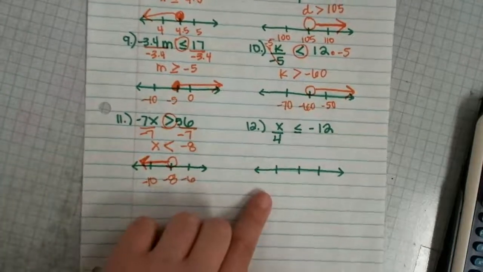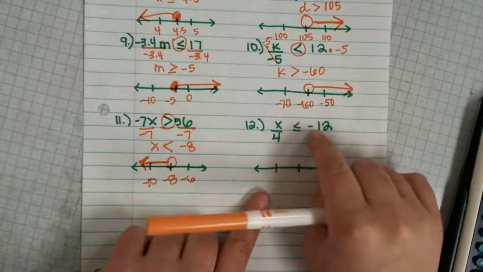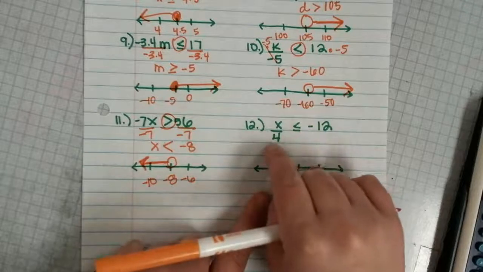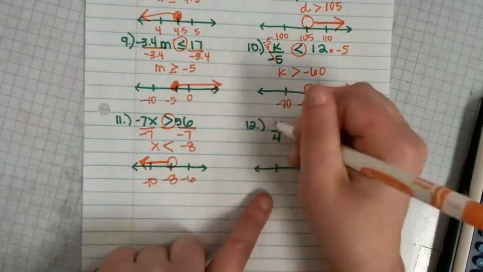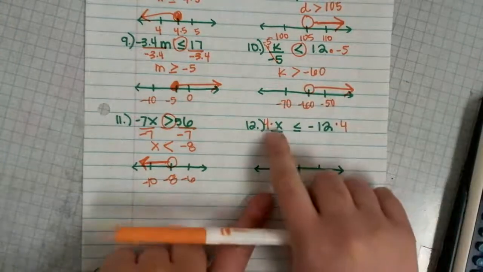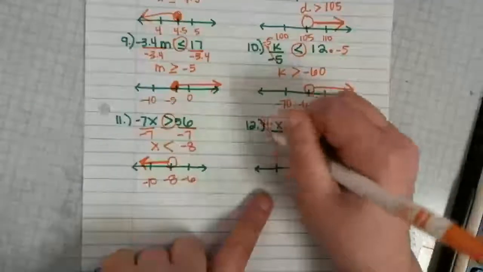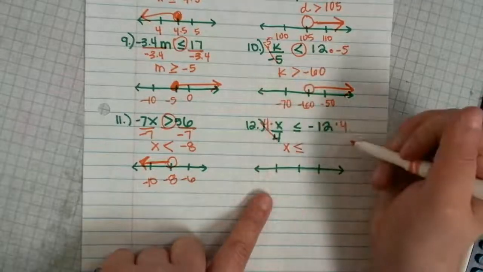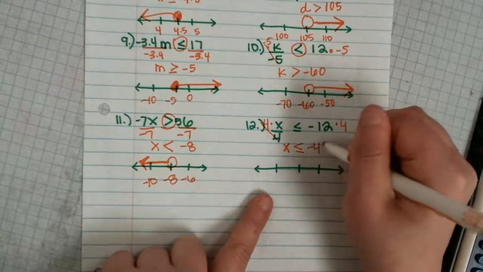Last problem. So x is being divided by 4. It doesn't matter that this is a negative number because this one that I'm going to multiply or divide by on both sides is not going to change. So I'm going to multiply by 4. And since I'm multiplying by a positive 4, I don't do anything with my symbol. This just gives me x. My symbol stays the same. And negative 12 times 4 is negative 48.